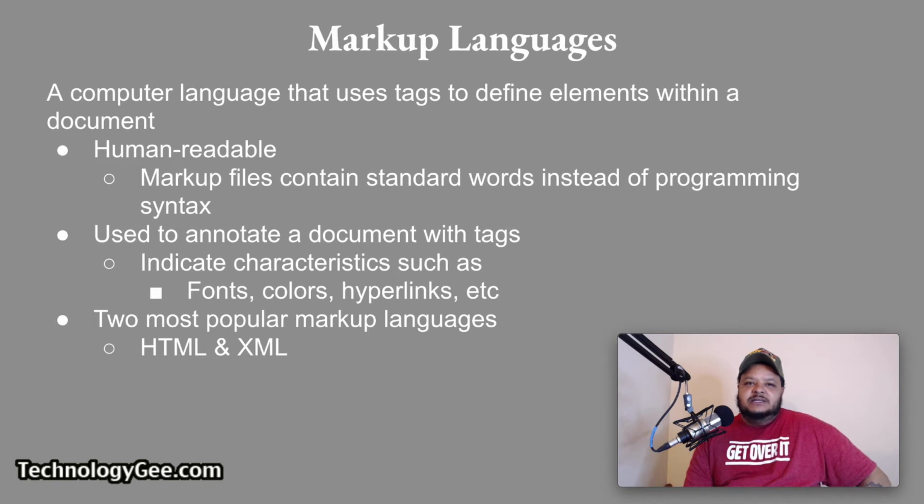Markup languages. A markup language is a computer language that uses tags to define elements within a document. It is human readable, meaning markup files contain standard words rather than typical programming syntax. Markup languages are used to annotate a document with tags that can indicate characteristics such as fonts, colors, hyperlinks, etc. While several markup languages exist, the two most popular are HTML and XML.